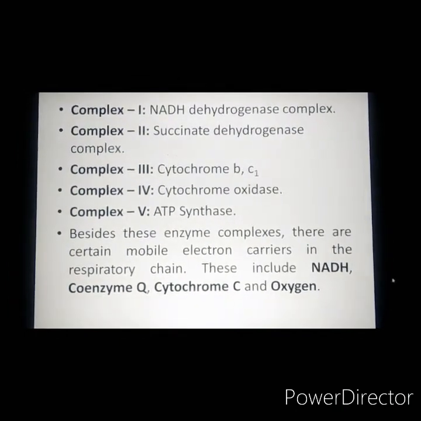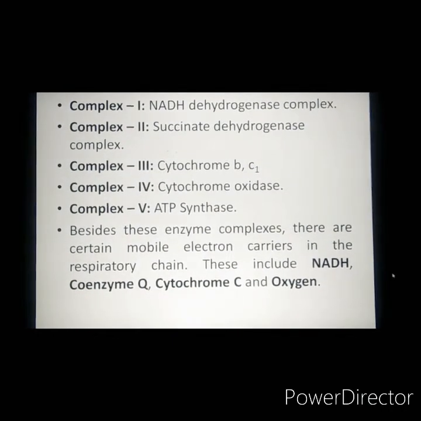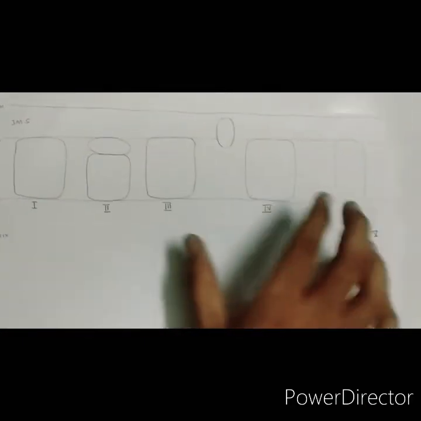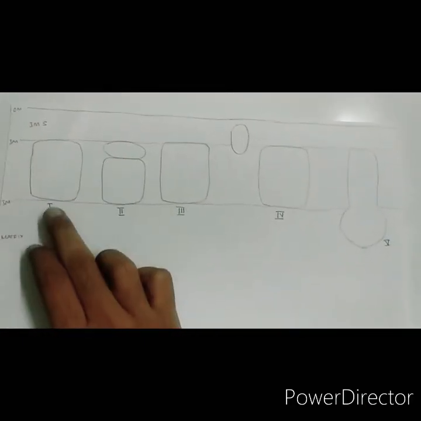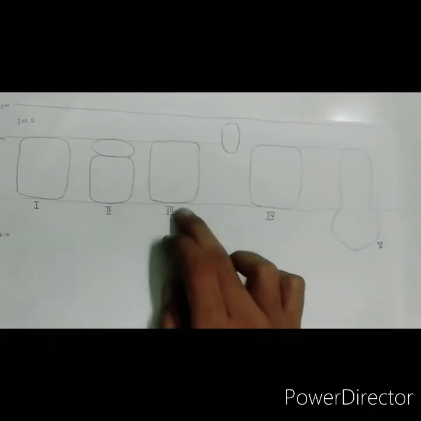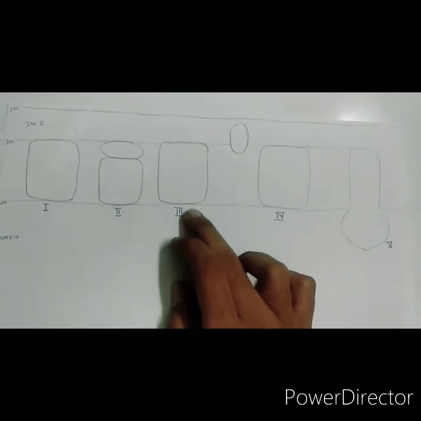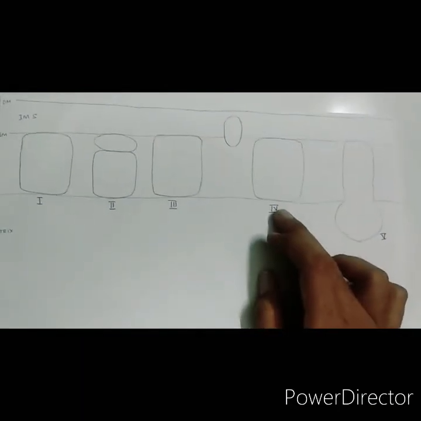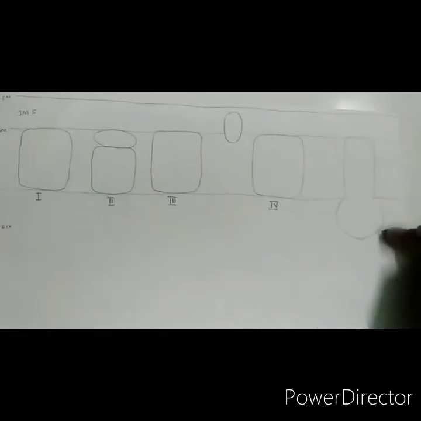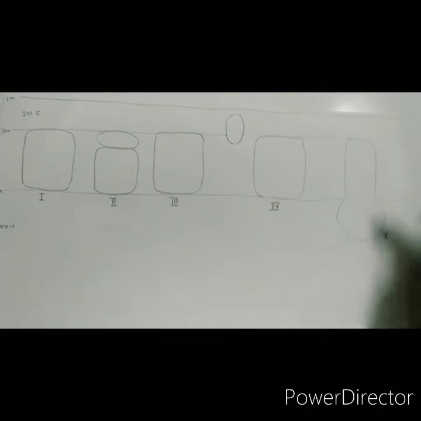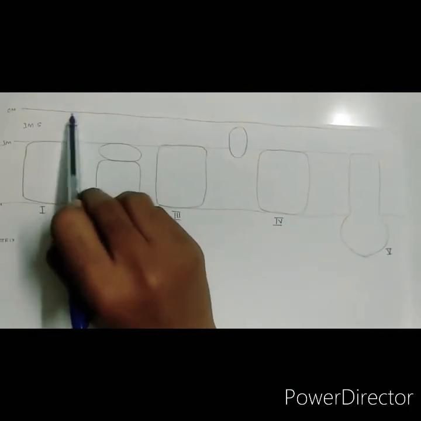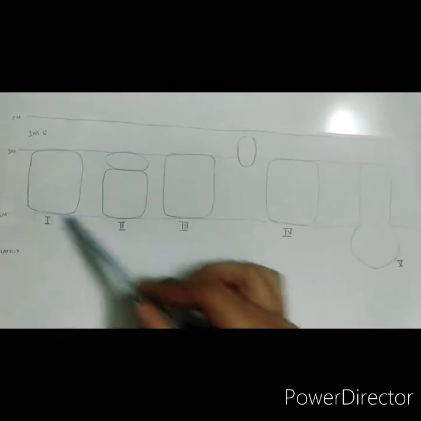So now let us see how this ETC works. This is how the electron transport chain complexes look. This is complex 1, the NADH dehydrogenase complex. Complex 2, the succinate dehydrogenase complex. Complex 3, cytochrome B C1. Complex 4, cytochrome oxidase, also known as the cytochrome A plus A3 complex. And this is the fifth complex, ATP synthase. This is the outer mitochondrial membrane. This is the inner mitochondrial membrane.